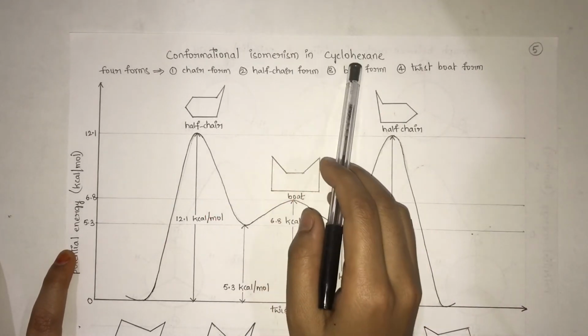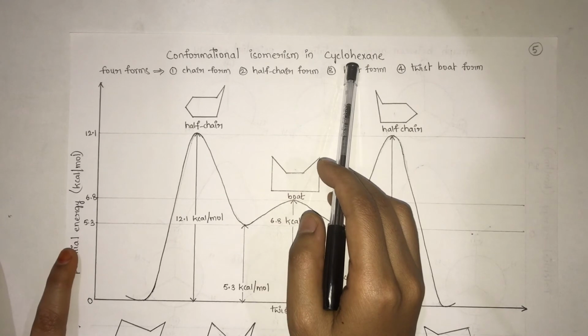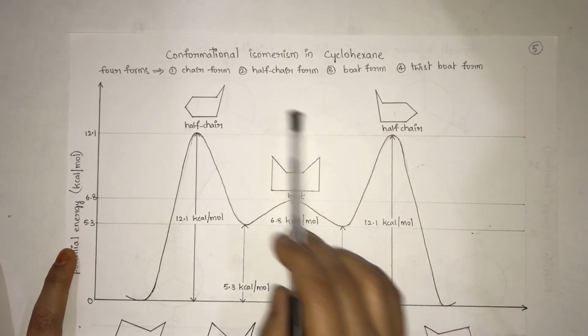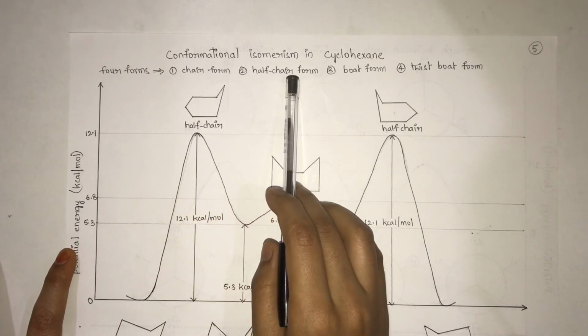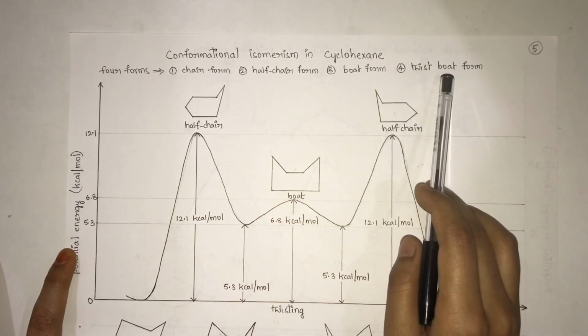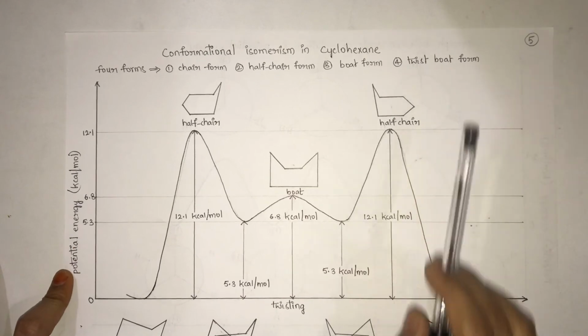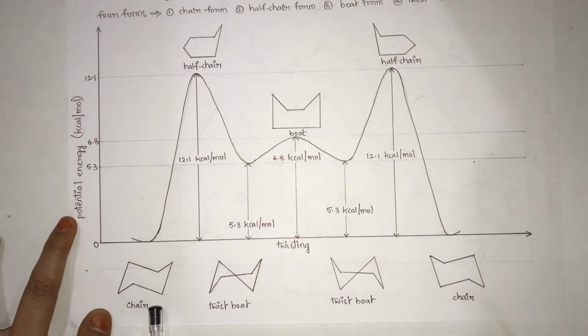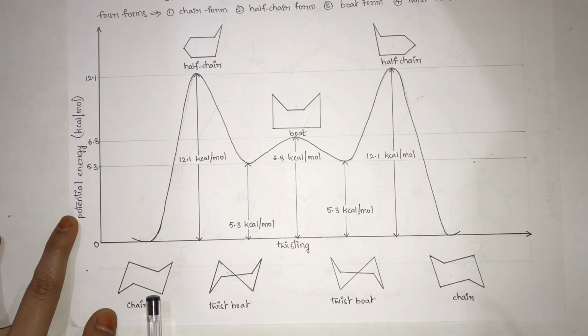Conformational isomerism in cyclohexane. Cyclohexane has four conformational isomers. They are chair form, half chair form, boat form, and twist boat form. So coming to the graph of twisting the molecule versus potential energy, at 0 kilocalories per mole there is the chair form, which is arranged spatially without any repulsive forces in this particular structure.